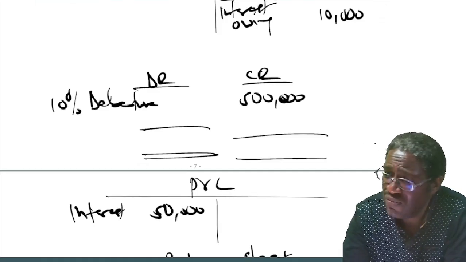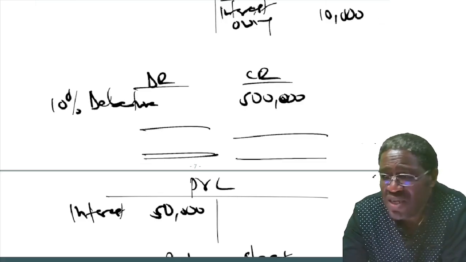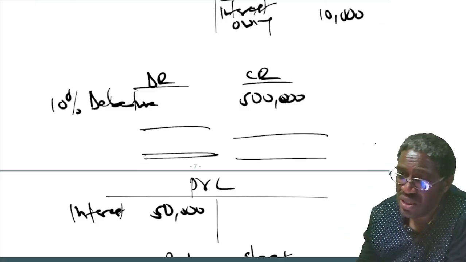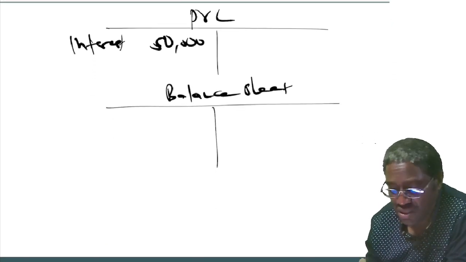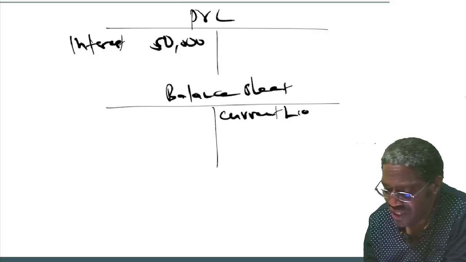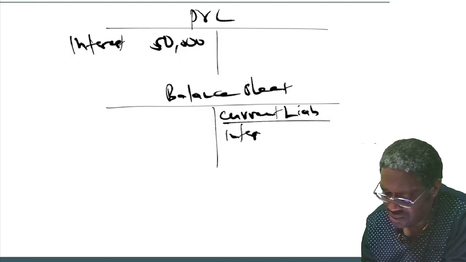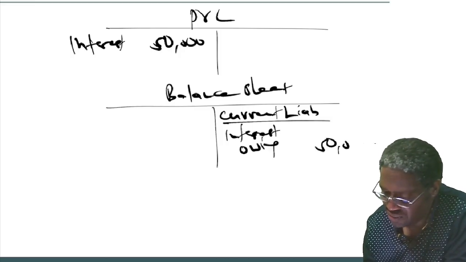So it means, therefore, that the whole 50,000, which was the charge for the year, I've paid them nothing out of it. So the whole amount also becomes the liability for the year. So in your balance sheet, again, among your current liabilities, you will now have interest owing of 50,000.